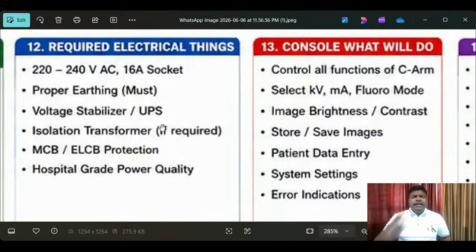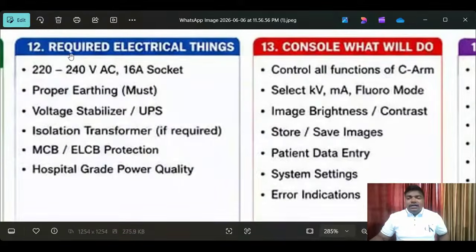It is very much recommended in the OT also. In the OT, why UPS? Because whenever power goes or power fluctuations come, we cannot imagine what will happen. So we should be careful, and prevention is better than cure. I hope you got it very clearly. Thank you so much.